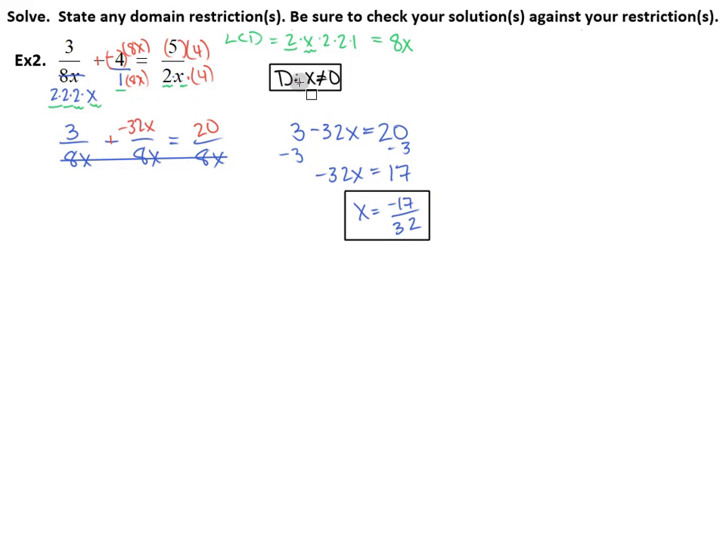Check that, of course, against my domain. We don't have a restricted value, so that should be our solution.